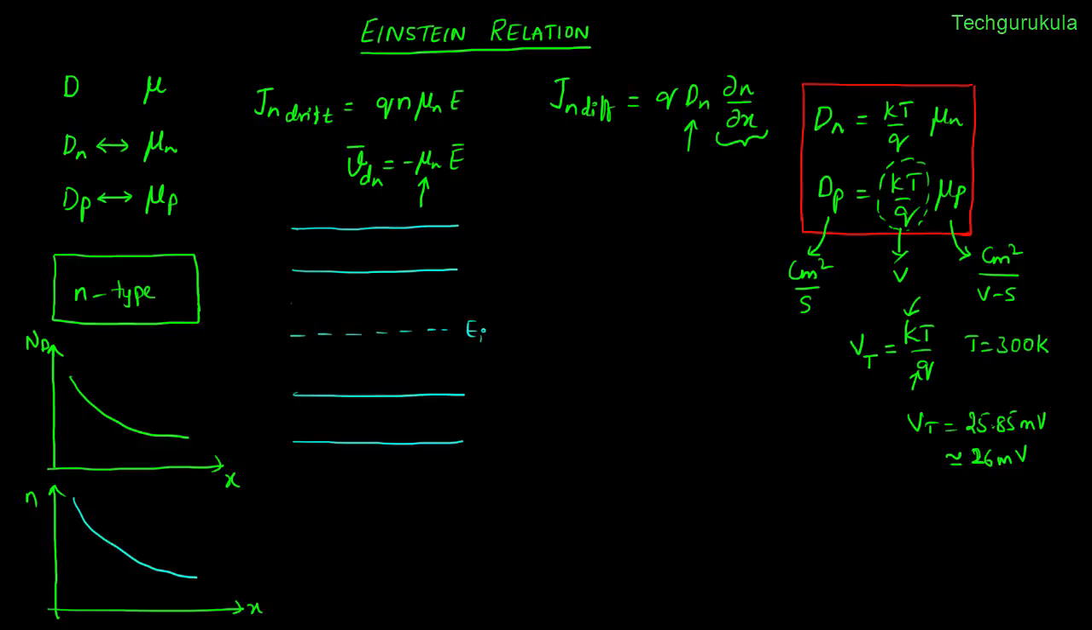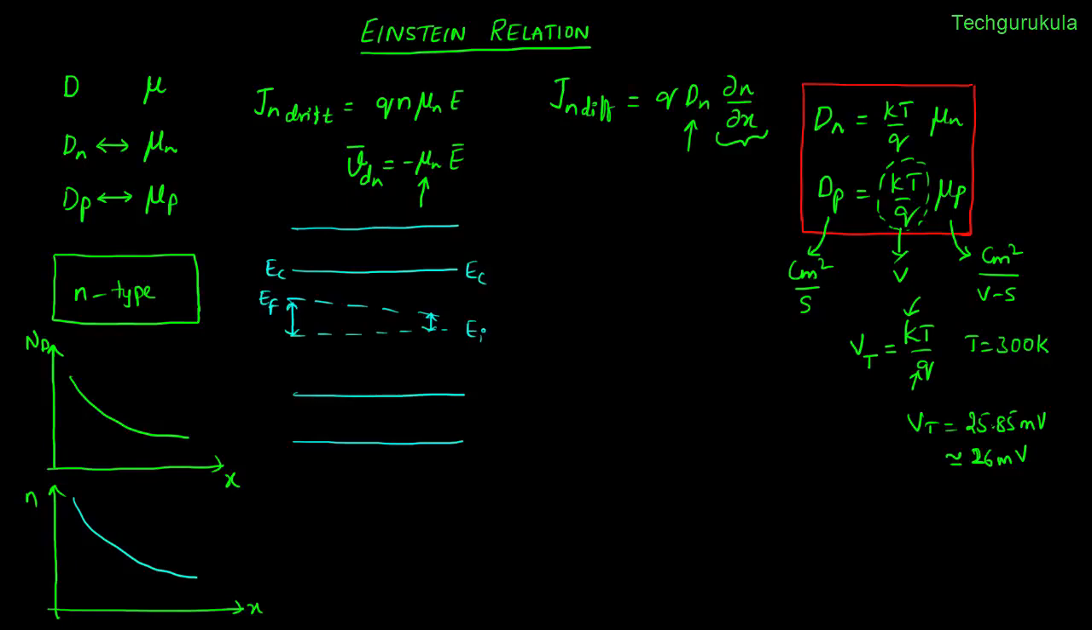To represent that, we know EF minus EI basically represents the electron concentration. So it is higher on the left side and lower on the right side. This is our Fermi energy level, which is closer to EC on the left side and far away from EC on the right side. But still, throughout it is n-type.